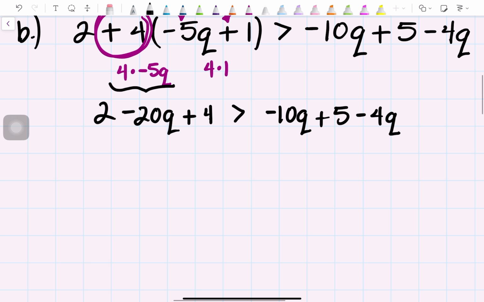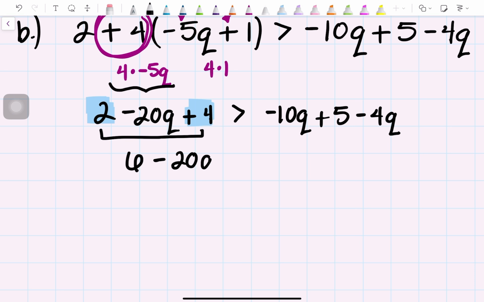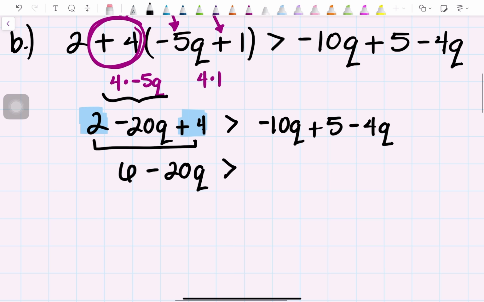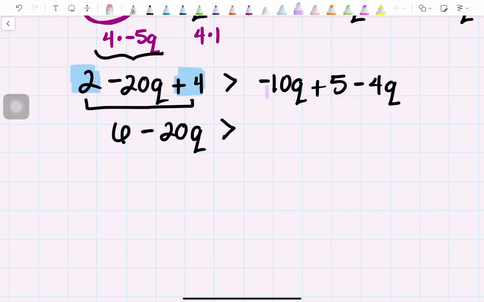Now, we did the distribution part. The next step I want to do is combine like terms. I want to condense each of the sections. On the left-hand side, I could combine these two. I have a 2 plus a 4. So if I do 2 plus 4, that's going to give me a 6. And I'm going to bring down the 20q, and it's going to be subtracting a 20q. From there, I want to move on to the right-hand side. On the right-hand side, I could combine a negative 10q and a negative 4q. Both of those are negatives, which means I can add them and I keep the sign. So that's going to be a negative 14q plus a 5.